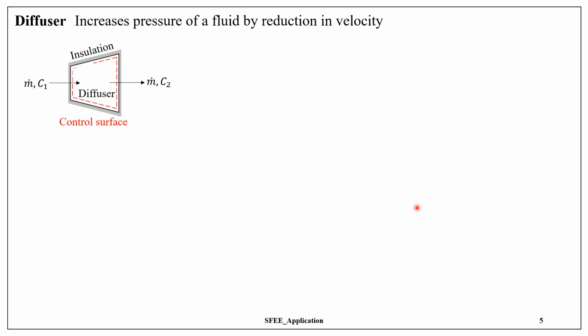Put a control surface and consider two sections 1 and 2. Apply the steady flow energy equation between 1 and 2. So the final simplified form is given here directly, because in the past 2 or 3 slides we learned how this final step is arrived at. I don't want to repeat.